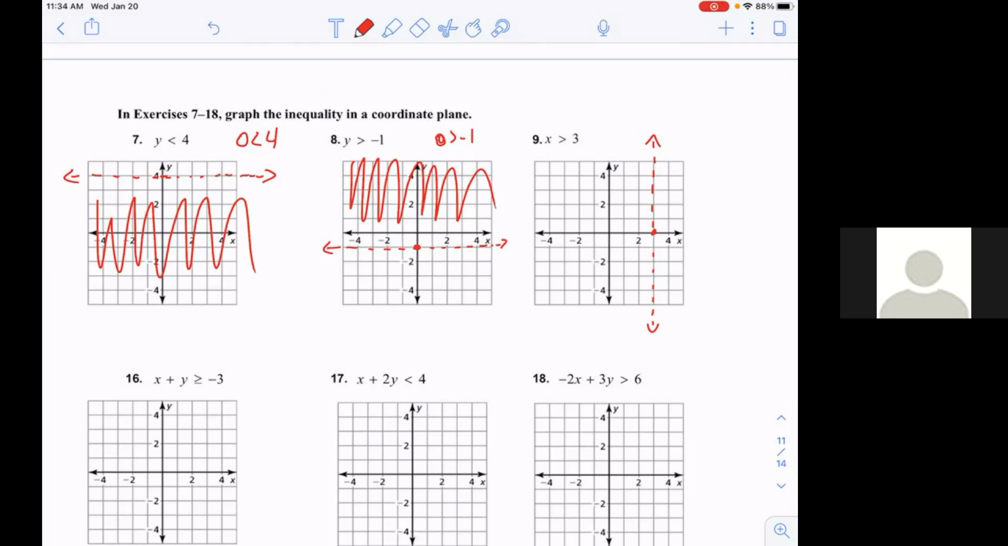So again, we're going to test 0. Is 0 greater than 3? So 0 lies in the false half plane, so we're going to shade the other way.